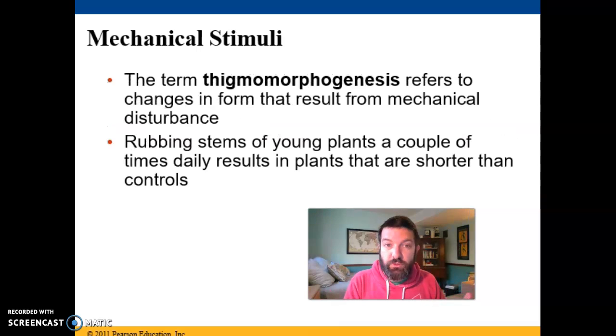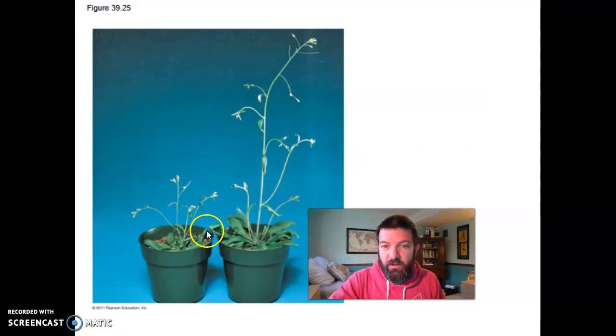Growth in response to mechanical stimuli, so physically touching, is called thigmotropism. Thigmomorphogenesis are physical changes that happen in response to touching. So thigmo is going to refer to mechanical stimuli. Sometimes rubbing stems of young plants a couple times a day can cause them to be shorter than controls. And here's an example of that thigmomorphogenesis, right? Touched a couple times a day, it remains short. It has a different morphology than your typical plant.